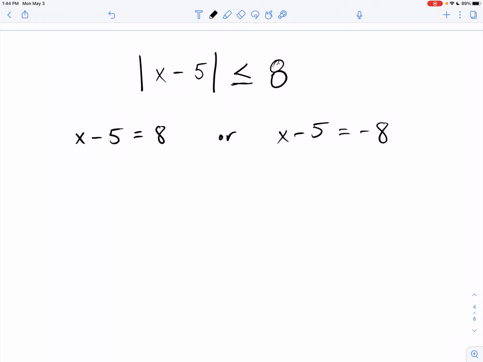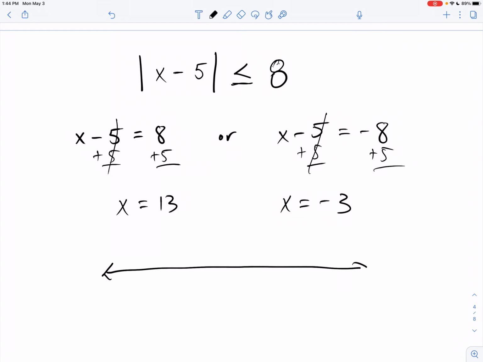We call them critical values. I could add 5, right? Here we go. x equals 13 is one of my critical values. Add 5, x equals negative 3 is my other critical value. And then they wanted me to sketch my answer on the number line. So here's my number line. There's 0 in the middle. Negative 3 lives over here. 13 lives over here on the positive side of my number line.